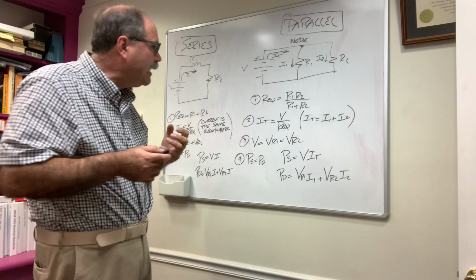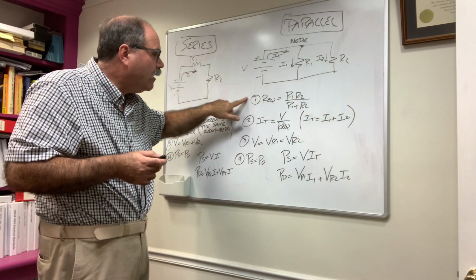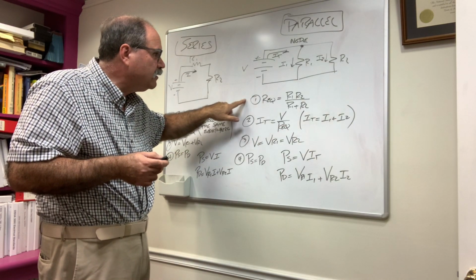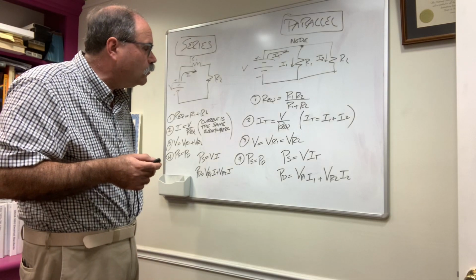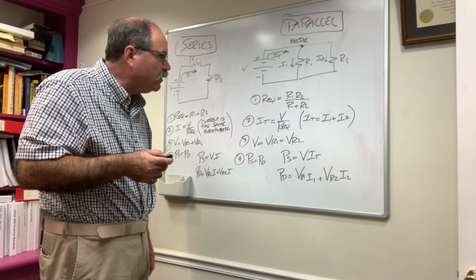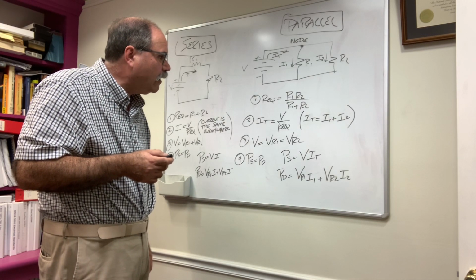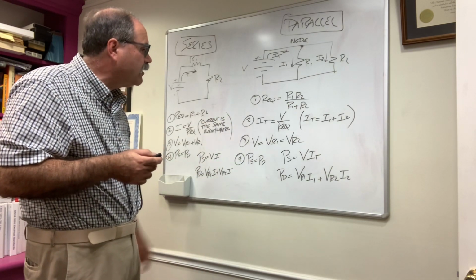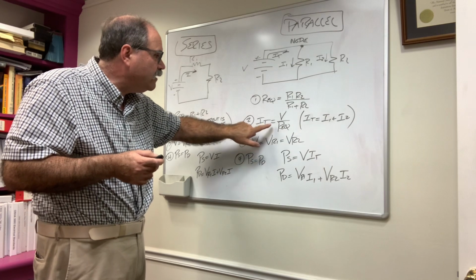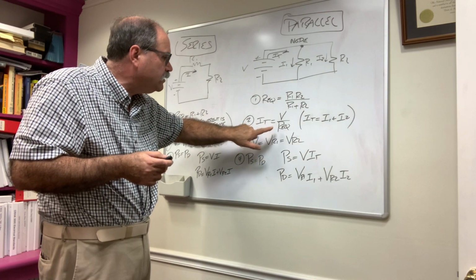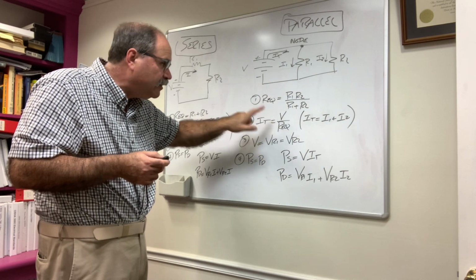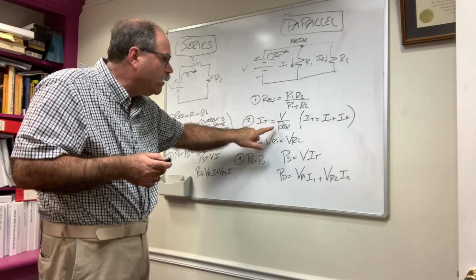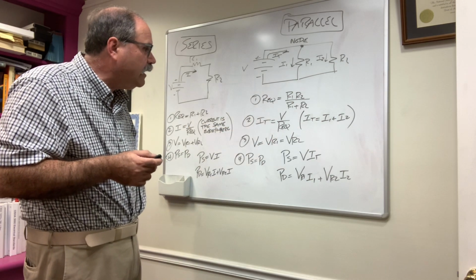So again, identical steps. Step 1, R equivalent. For parallel resistors, R equivalent is equal to R1 multiplied by R2 divided by R1 plus R2. Next step, step number 2, solving for the current. I sub T is going to be equal to the total voltage, or I should say the system voltage, divided by the equivalent resistance, Req.